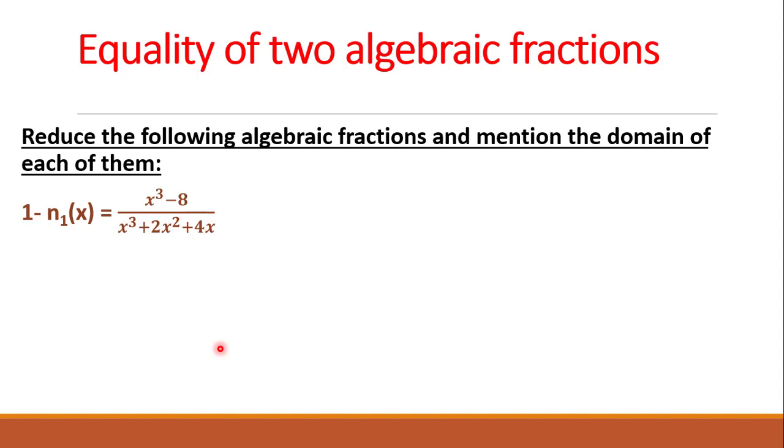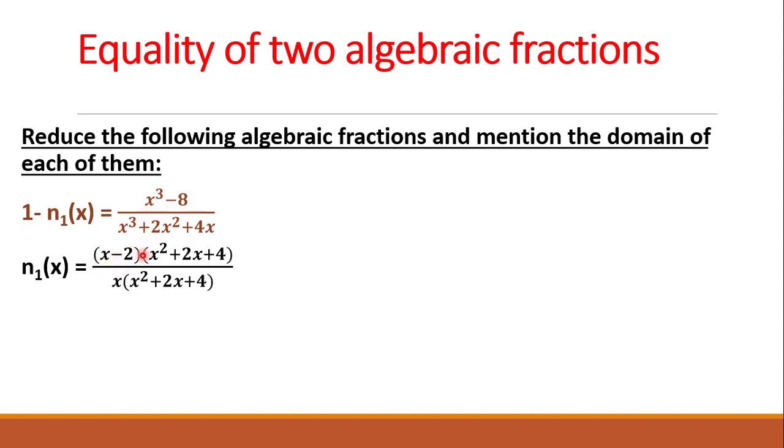The next one, x power 3 minus 8 over x power 3 plus 2x power 2 plus 4x. I can factorize up and down. Here in the numerator, I have the difference between two cubes. And here I can take x as a common factor, then I'll factorize. So the difference between two cubes, I'll take the cube root of x power 3, it will be x. And I'll take the cube root of 8, it will be 2. And I'll use the same sign.